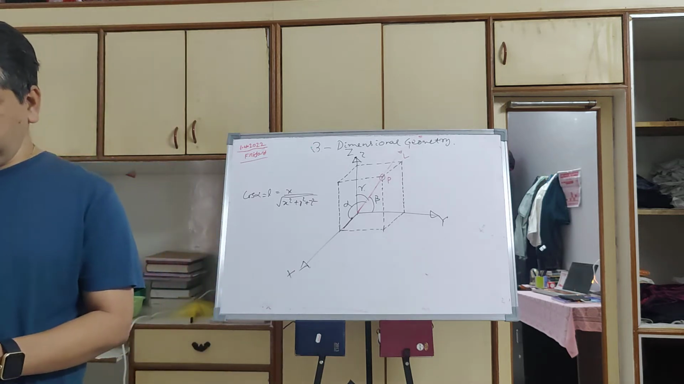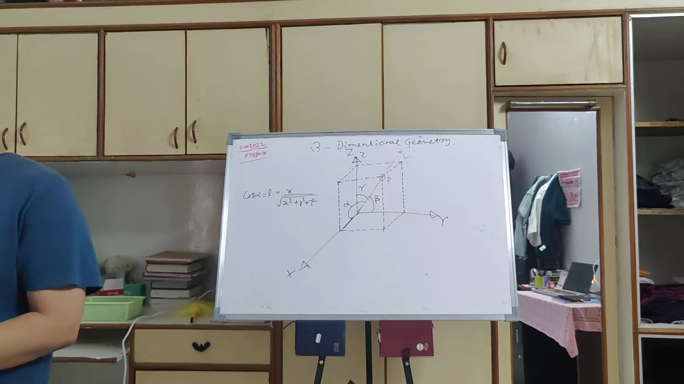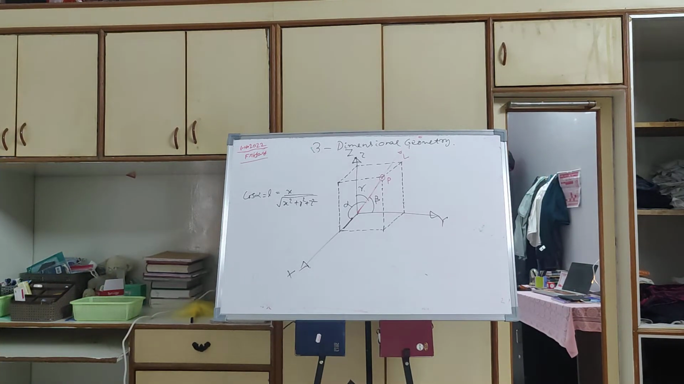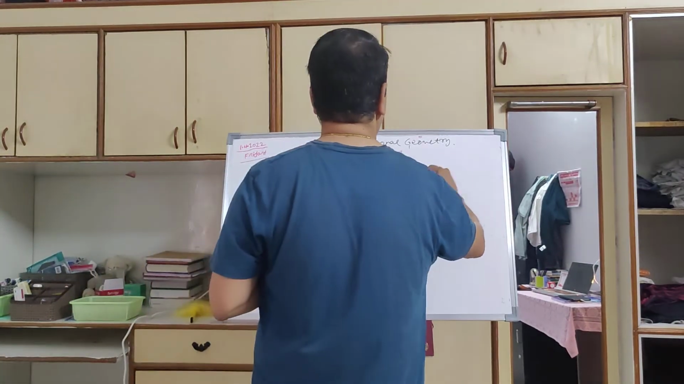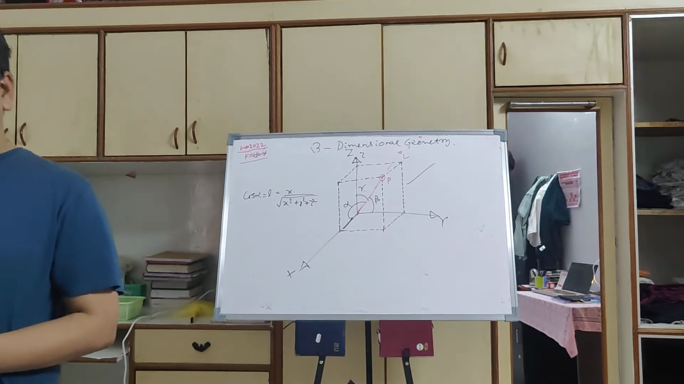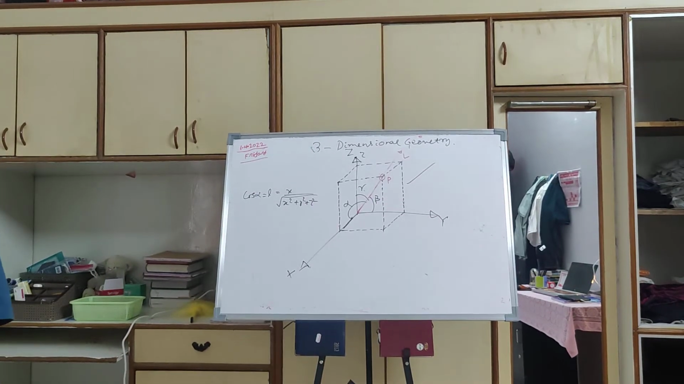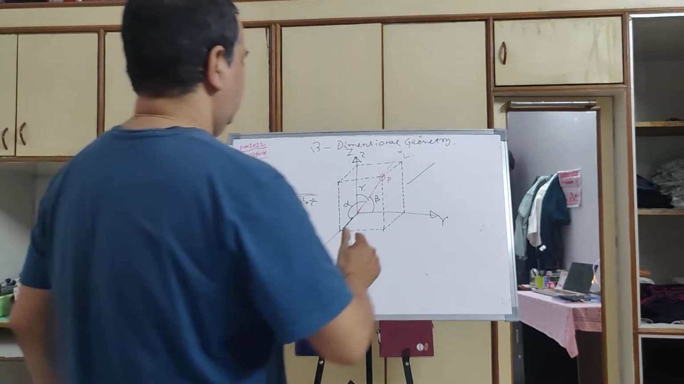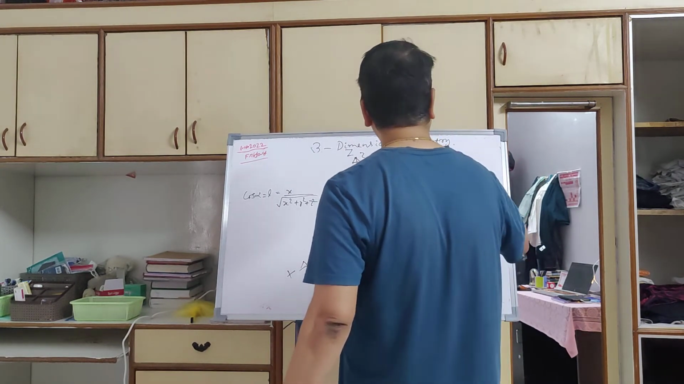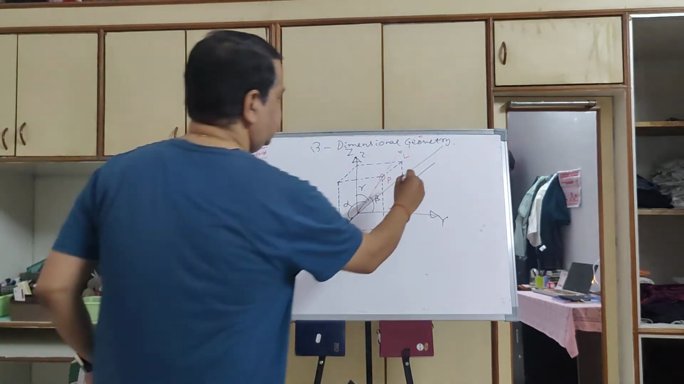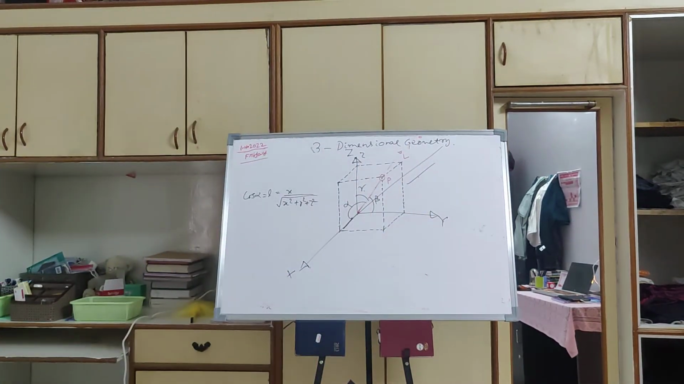If a given line in space does not pass through the origin, then in order to find its direction cosines, we draw a line through the origin parallel to the given line. Suppose here one line is passing through the origin. Suppose another line is not passing through the origin. So how will we define it? We draw a line through the origin parallel to the given line. So maybe these two are parallel, right? This is another line which is parallel to the given line.